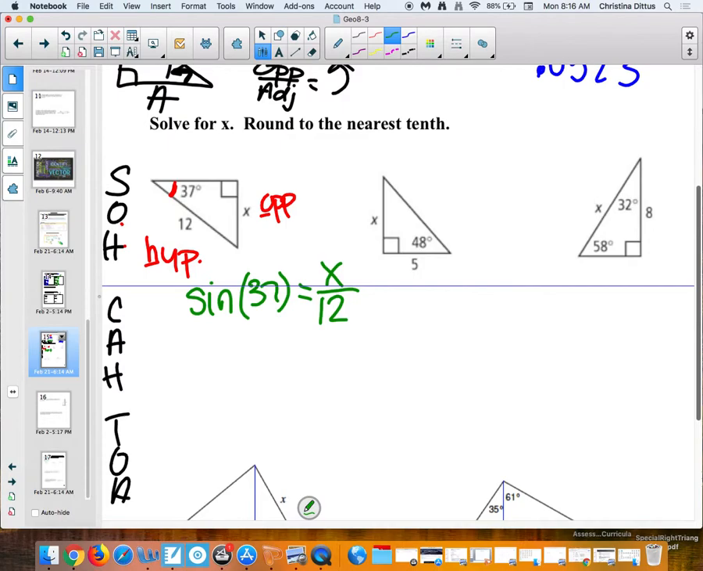Okay, I want you to plug in sine of 37. 0.6018. So that is the only thing I've done, simplify sine of 37, right? I still have equals X over 12. Okay, how am I going to get X by itself? Multiply by 12.